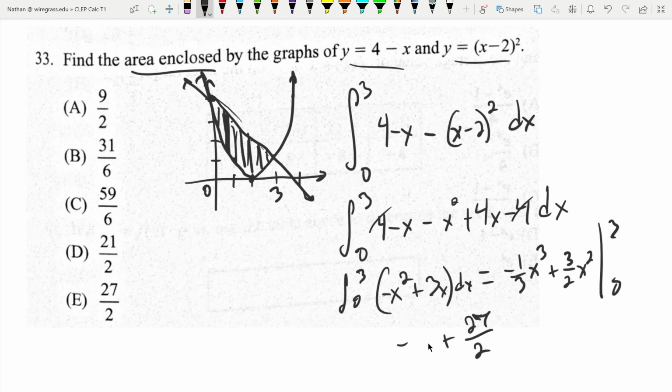This, of course, is going to be 18 over 2. So we're going to get 9 over 2.